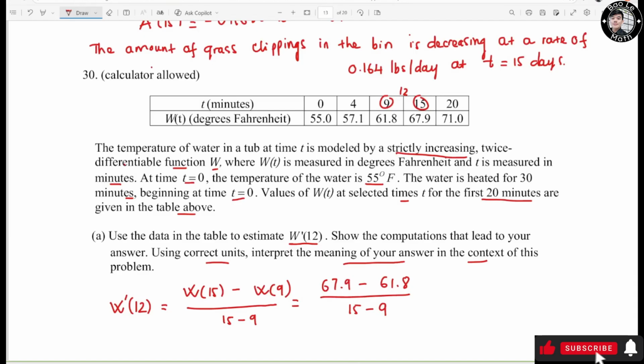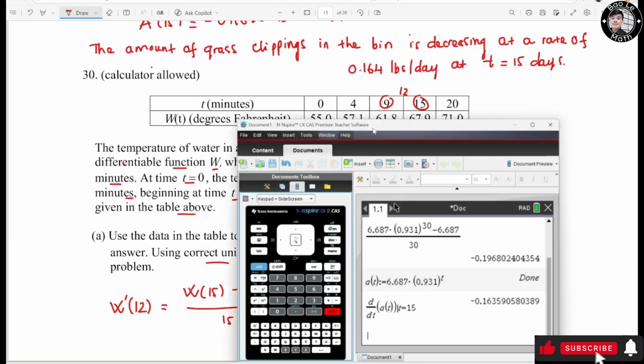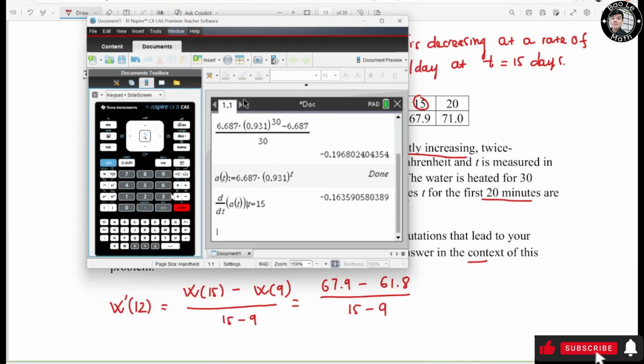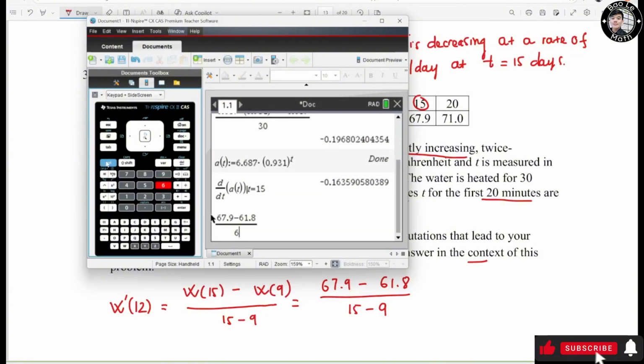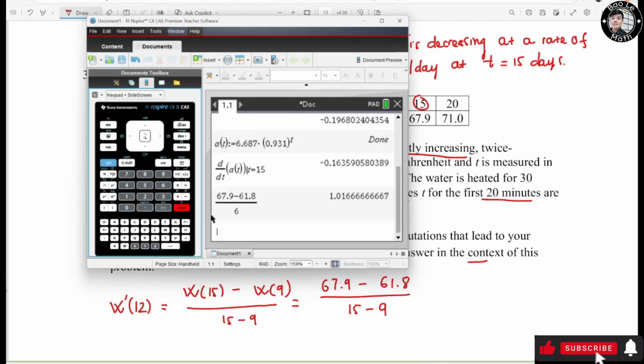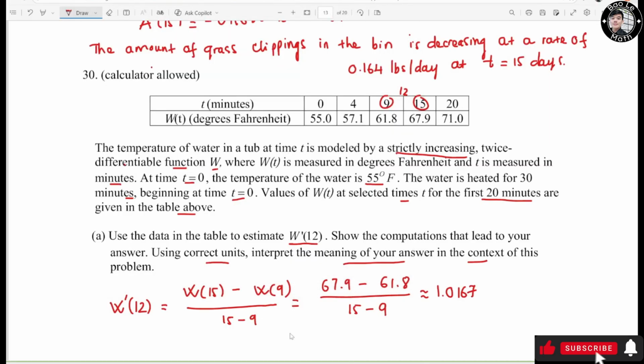Now we're going to bring up the calculator. So we're going to hit the button right here, pick the fraction, and then press Control Enter. It's going to be 1.0167. Now we need to say that the water temperature is increasing because this one is positive, at a rate of approximately 1.167 degrees per minute at time t equals 12 minutes.